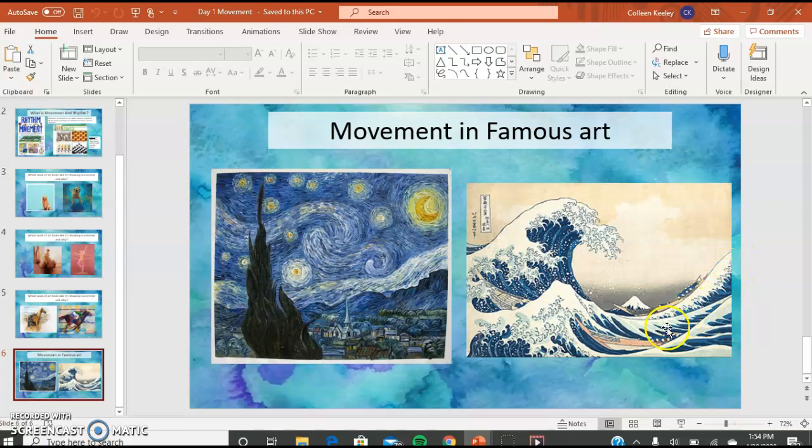But then obviously if you were to look at this wave painting, we know if you see a huge wave that is this tall, kind of has this curl to it, you know that it's about to come crashing down. So it gives you that sense that this is actually kind of moving.